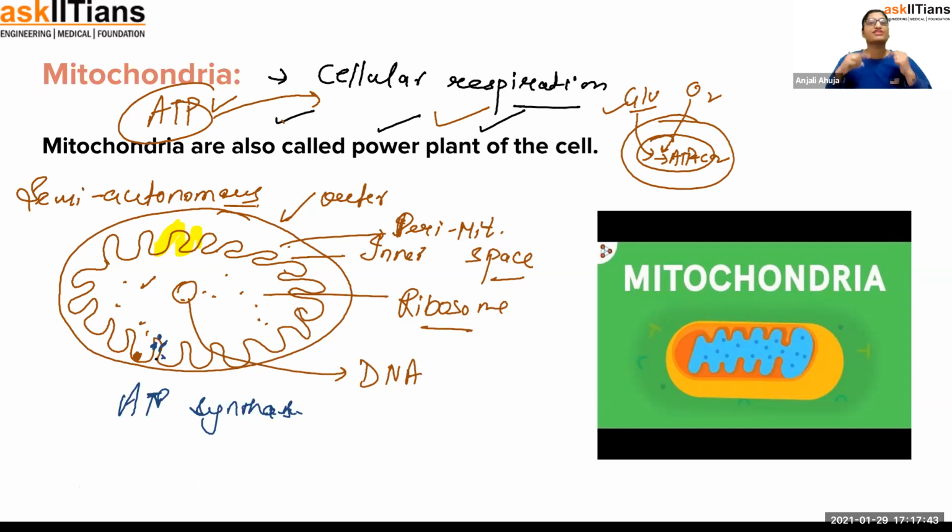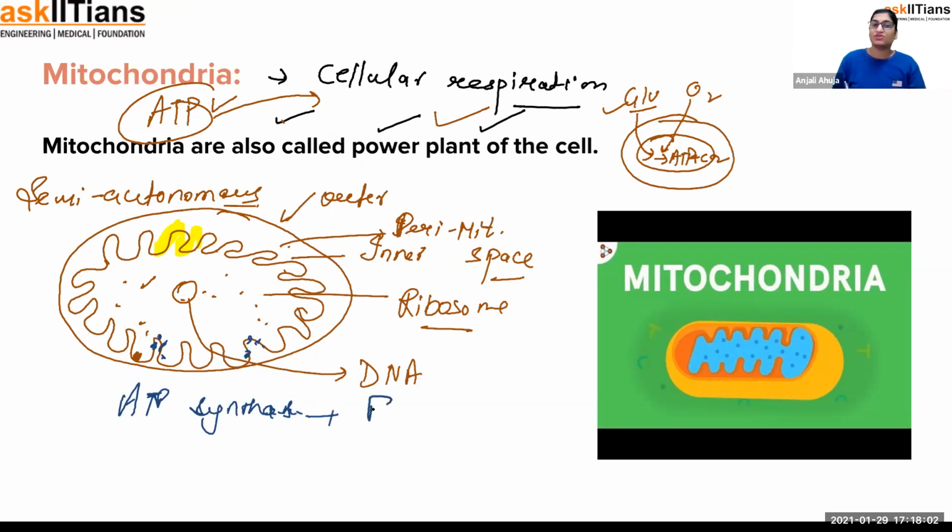That's why this membrane is folded inside. The more the foldings, the more of the enzyme is present and the more ATP is formed here. So many ATP synthase are present, and these are the ones forming ATP. These are the places where glucose and oxygen react together. They are showing cellular respiration and they are forming ATP. Remember.